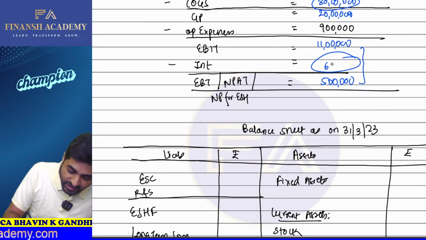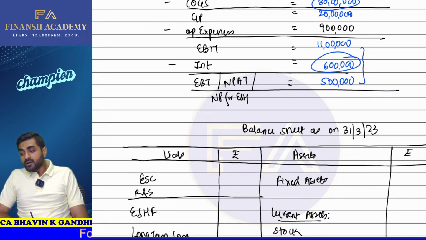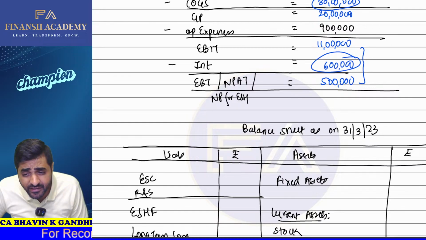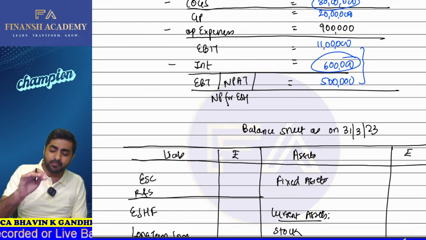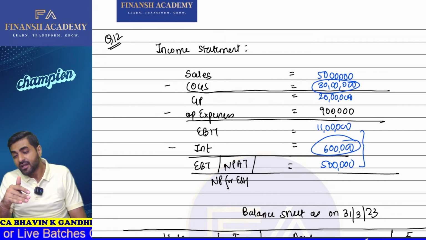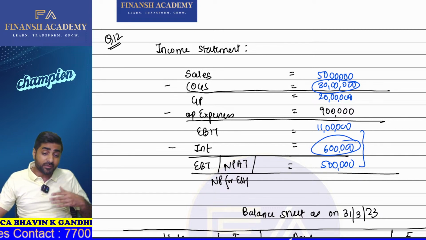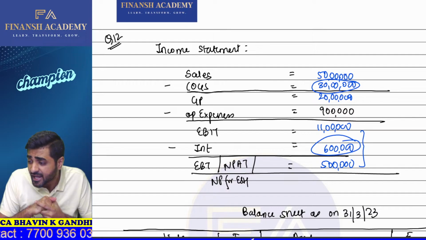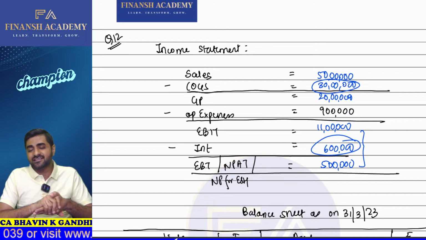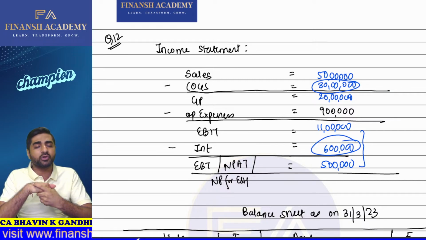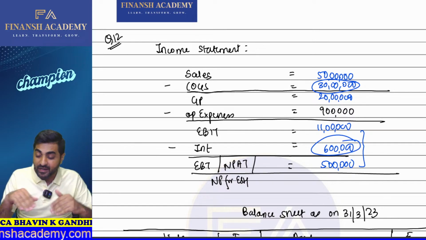Which brings us to the conclusion that interest would have been 6 lakhs. Clear, guys? So now we have the interest amount, which is nothing but your 6 lakh rupees. So we are actually done with the preparation of the entire income statement. We started with sales, we subtracted COGS, we got the GP. From that, we subtracted operating expenses, we got EBIT, minus interest, EBT, and there is no tax in this question. Guys, if there is no tax, can I say all the profits belong to your equity shareholders and all the NPBT itself is your NPAT?